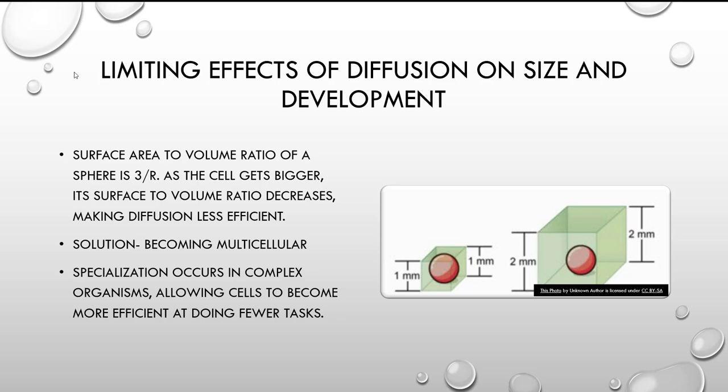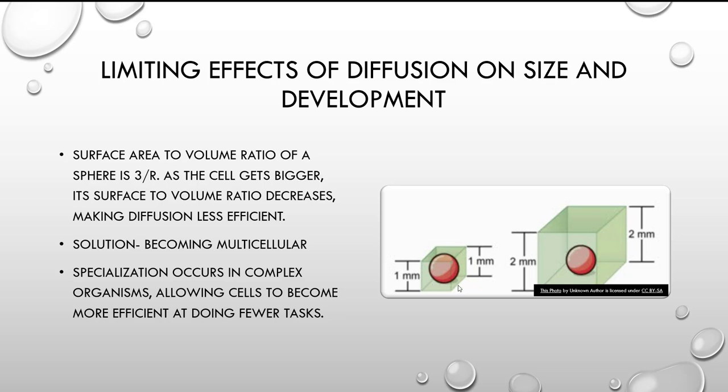And so that, again, has to do with the surface area to volume ratio of a sphere. As we increase in size, the radius increases. And the surface area to volume ratio is 3 divided by R, or radius. Okay, so as the cell gets bigger, its surface area to volume ratio decreases, and that makes it less efficient. So the surface area to volume ratio is larger on a smaller cell.